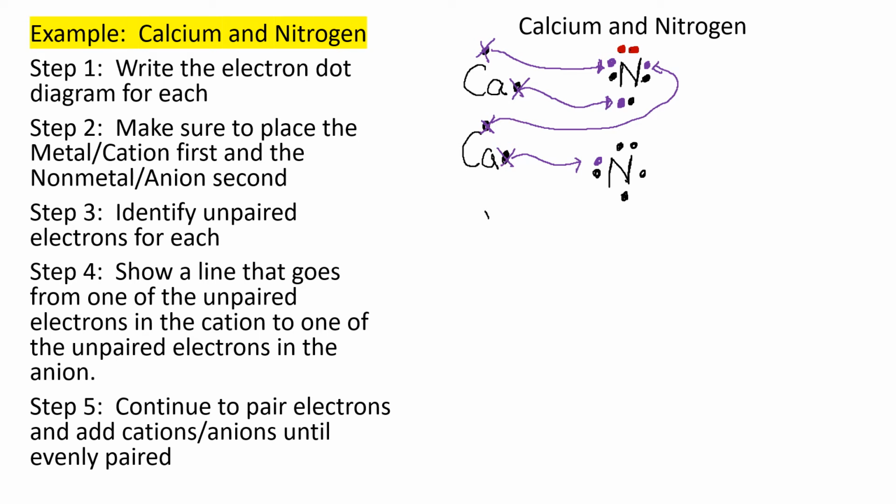So we're going to create another calcium. Again, 2 valence electrons. And we're going to go ahead and transfer them. Okay, there it is. So therefore, this doesn't have it anymore. And now notice that we're finally evenly paired, just like it said in step 5.